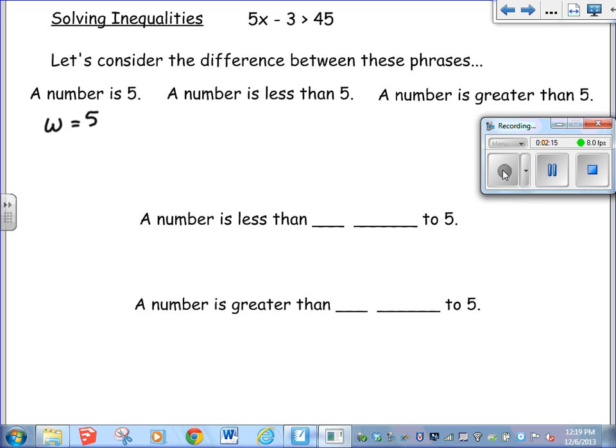Jack? It's like, I don't know how to describe it. It's like slant. Which way is it opening? It's opening to the right. Yeah, this is what that means. This is a number is less than 5.